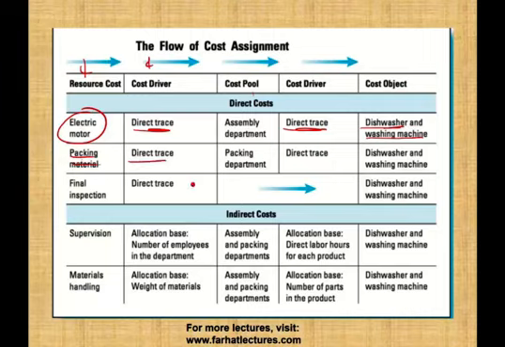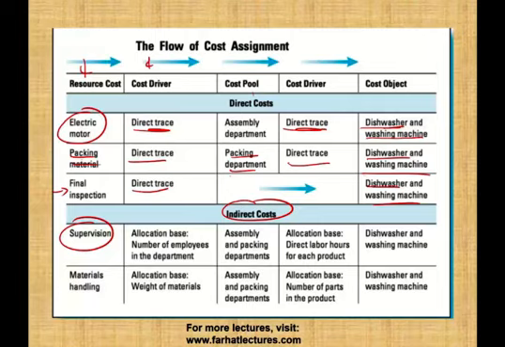Packing material, also direct trace. We're going to assemble that cost into the packing department, and it's direct trace, and we need to pack the dishwasher and we need to pack the machine. The final inspection, also considered direct trace, because we can easily determine which employee is inspecting the final product for the dishwasher as well as the machine. Now, the supervision cost is considered indirect cost. Why? Because we really don't know how much time the supervision spent, or how much of that labor time we spent on each cost object.